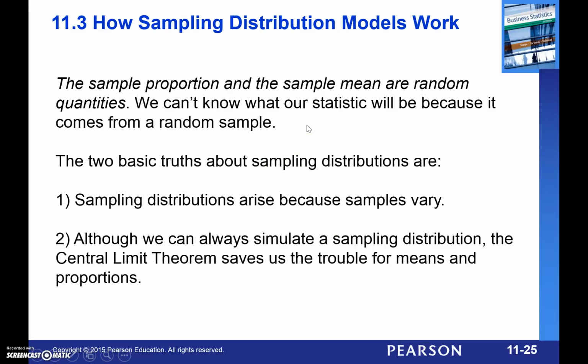Okay, the sample proportion and the sample mean are random quantities. We can't know what our statistic will be because it comes from a random sample. So again, we're going to be looking at random groups of people or objects, and we're going to take some measurements. A couple of truths about this type of sampling are that they arise because samples vary.